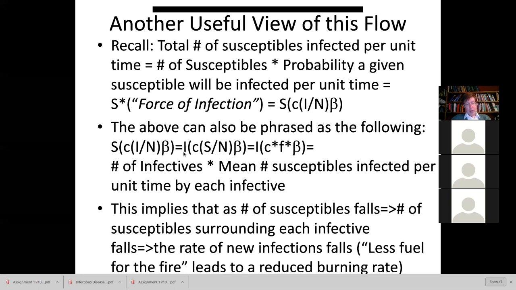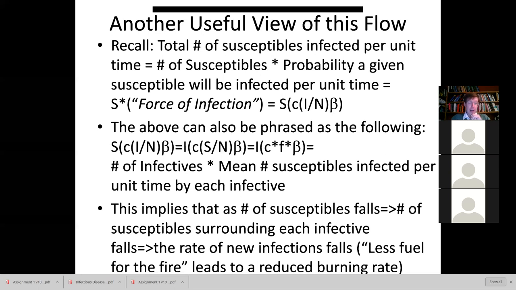And this is kind of saying how many susceptibles each infective I will infect on average per unit time. That's what C times S over N times beta is. Let's walk through the reasoning again. So I'm an infective, suppose. Aren't you glad you're not meeting with me in person?